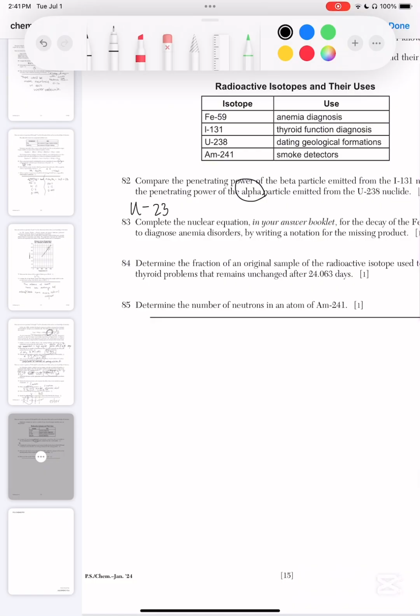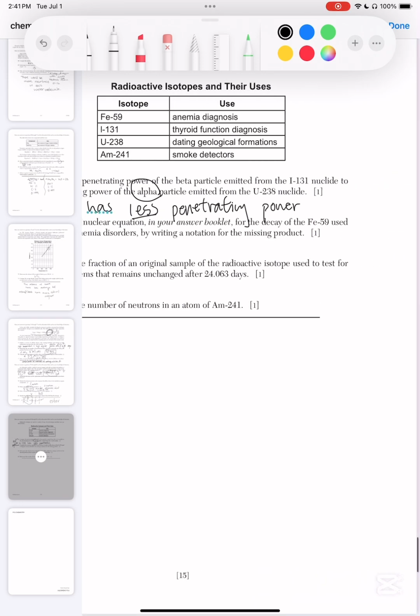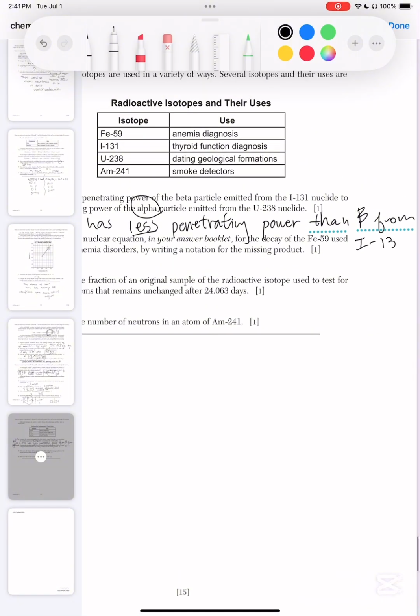We know that the penetrating power of the alpha particle is less than that of the beta particle because the alpha particle is significantly larger than the beta particle, right? So when you have something that's big, it has less penetrating power. Like if you think of a mesh screen that you have on your window. I'm not very good at drawing, so this is my best attempt at a mesh.